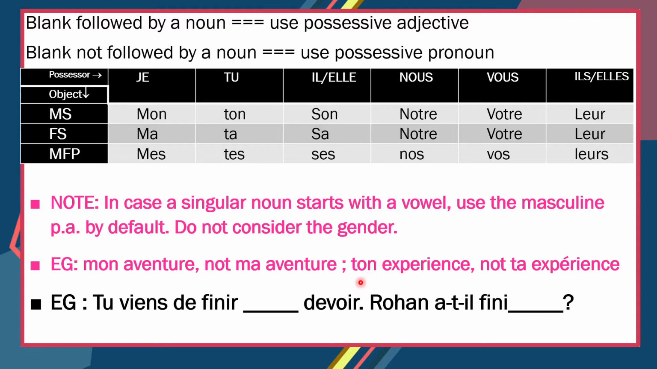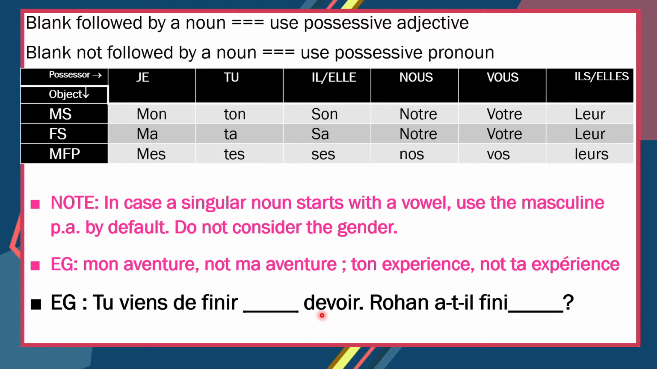This is how you solve this exercise on possessive adjectives and pronouns. You first need to decide whether you're using an adjective or a pronoun to fill in the blanks. That is step one. So let's look at this example. Tu viens de finir dash devoir. Rohan a-t-il fini dash? Now look at the first sentence first.